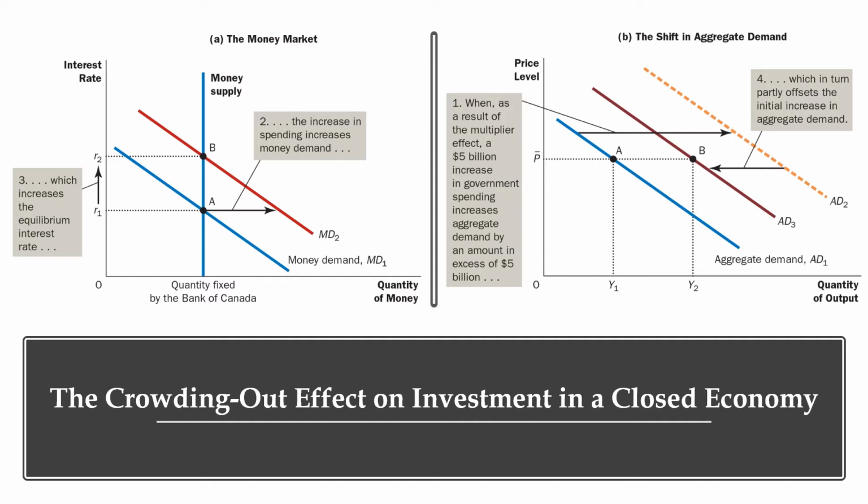So number two, the increase in spending increases money demand. People buy more goods and services, so they demand more money in order to do that. And that increases the equilibrium interest rate. All right, so interest rates go up, right? And so that in turn, number four, partly offsets the increase in the aggregate demand to AD3. All right, so that is the crowding out of investment.